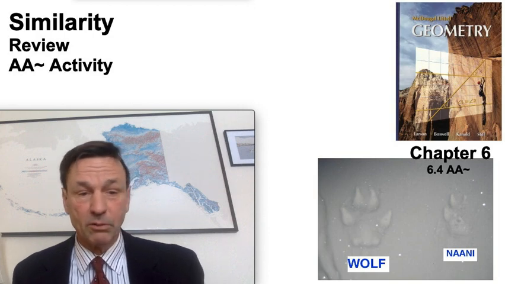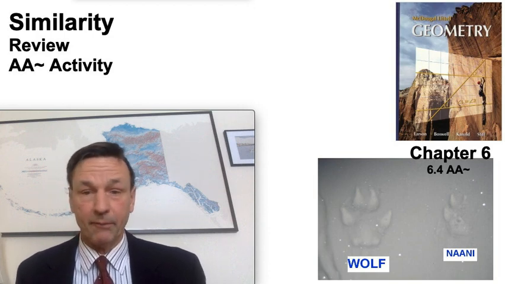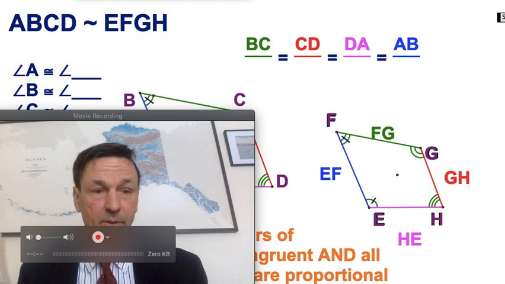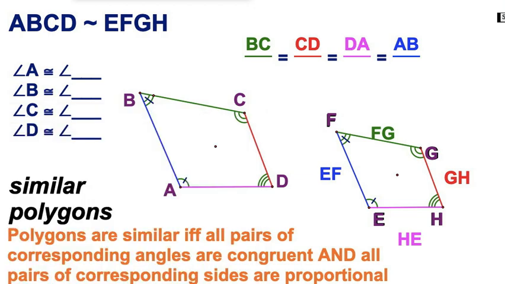So let's go a little bit of a review right now. I think I'm going to lose this screen so you can see. Okay, so that's what we said. Polygons are similar iff, meaning if and only if, all the pairs of corresponding angles are congruent and corresponding sides are proportional.